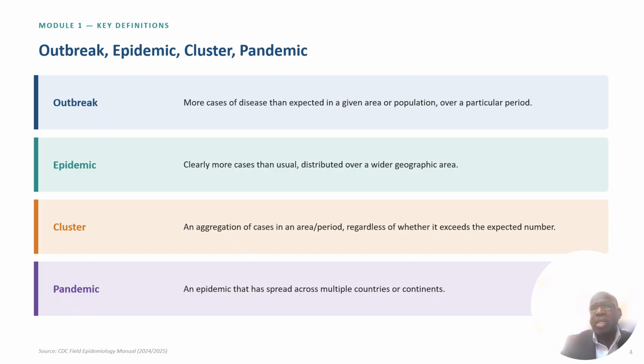It originates as the smallest one. An outbreak means more cases of a disease than expected in a given area or population over a particular period. For each of these terminologies, we have to describe time, place, and person. So it means an irregular or unexpected number of cases within a particular group of the population in a specified time.